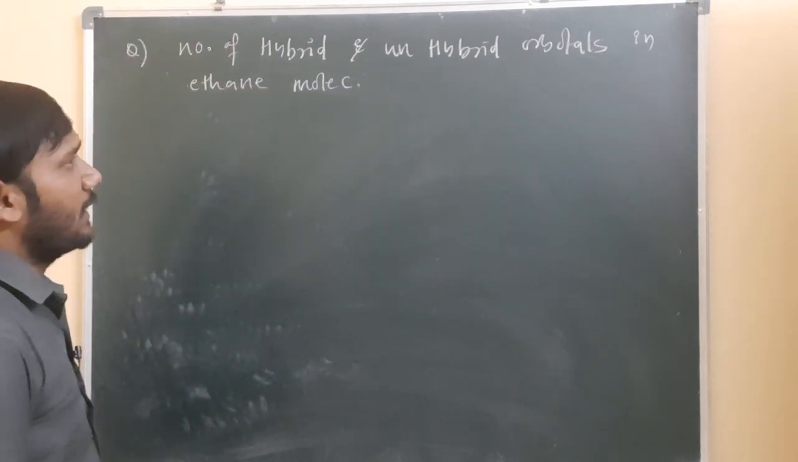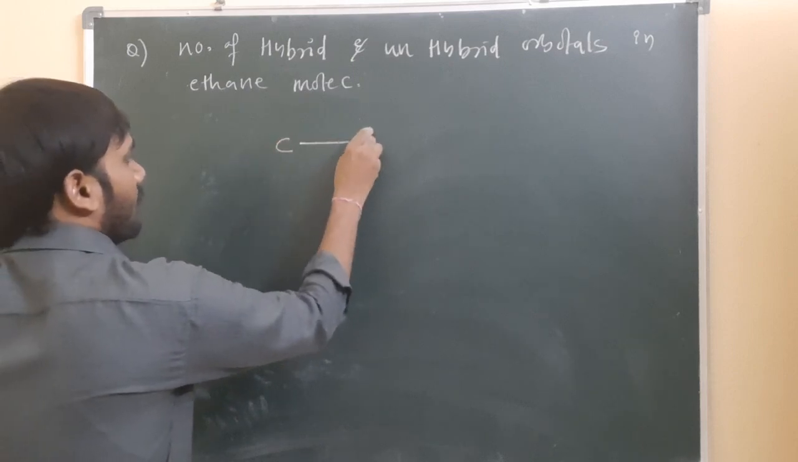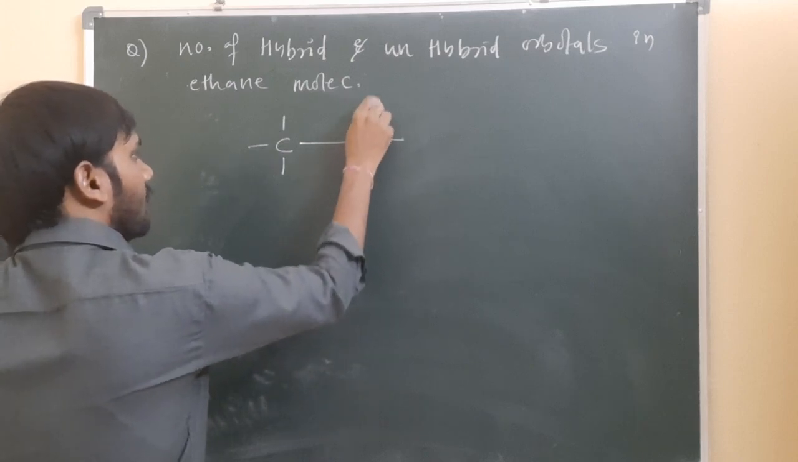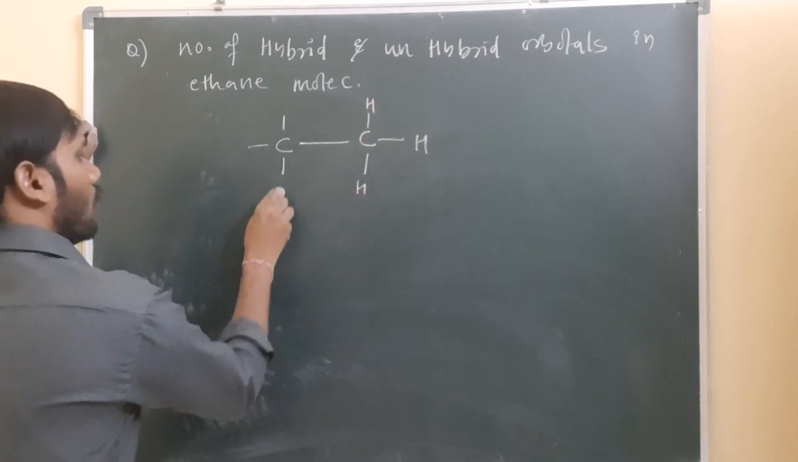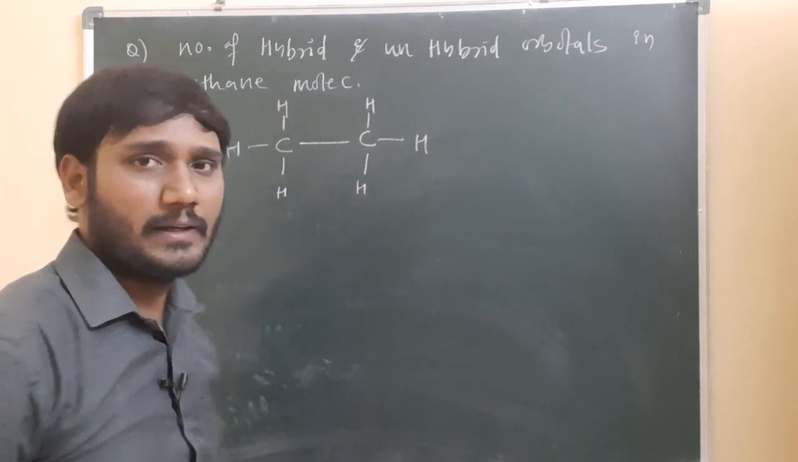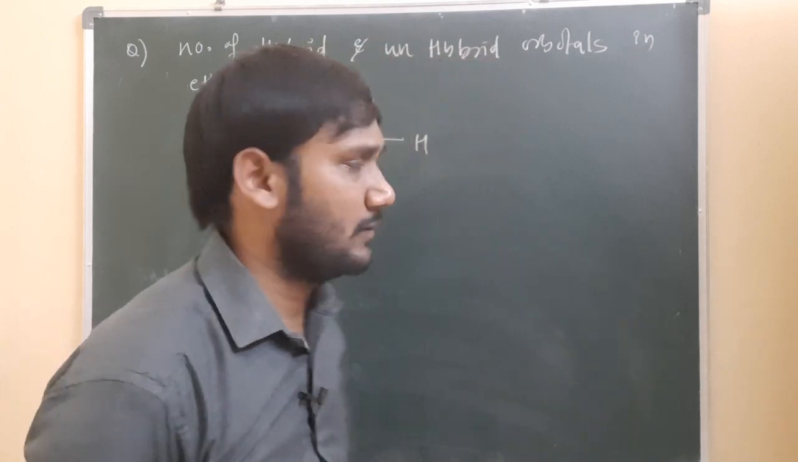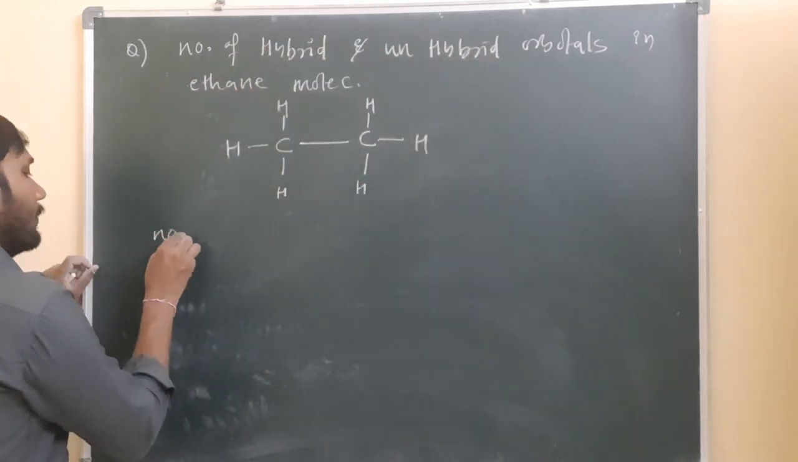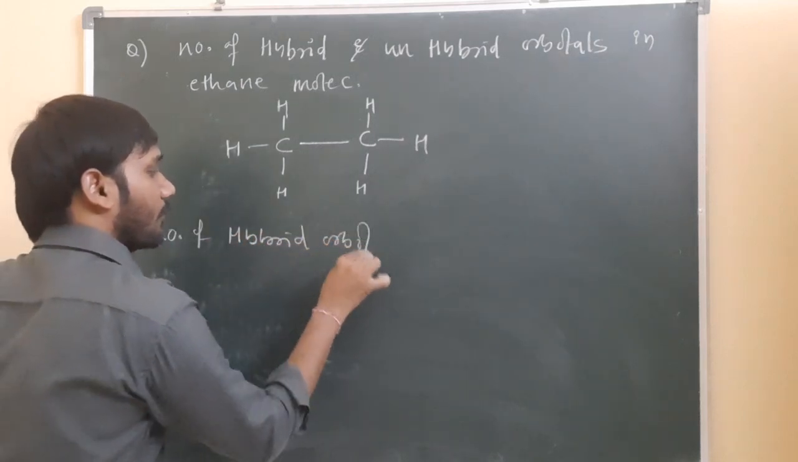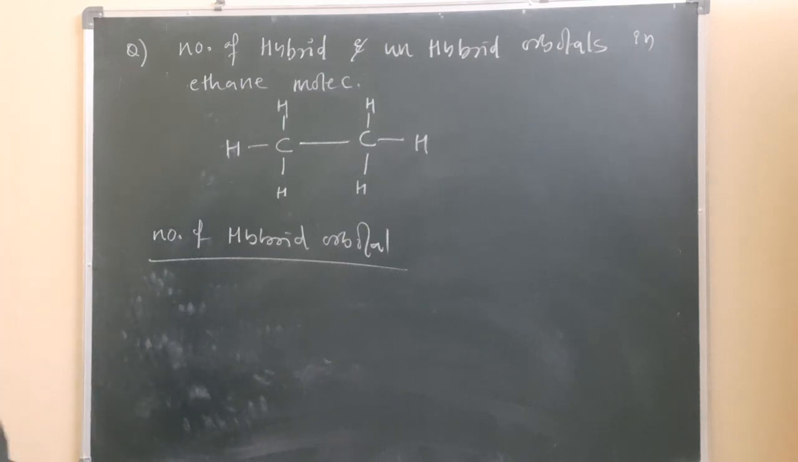So, the number of hybrid and unhybrid orbitals in the ethane molecule. First let us see the ethane molecule structure. Ethane is CH3-CH3. This is the ethane molecule, 2 carbons are present, and how many hydrogens are present? 6 hydrogens are present. So how can you find the number of hybrid and unhybrid orbitals? What is the formula to identify that? Number of hybrid orbitals.